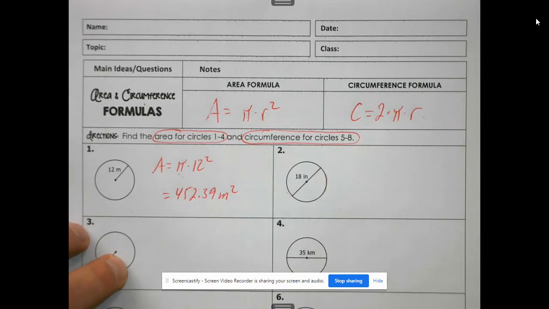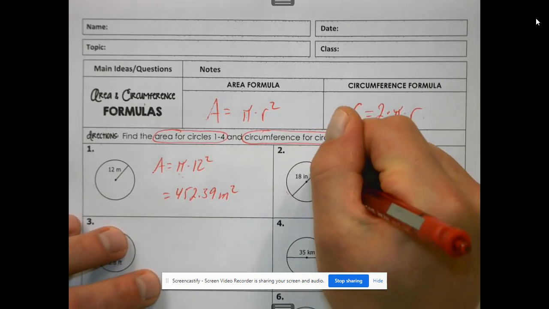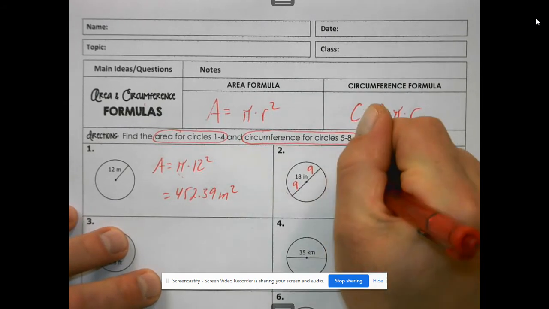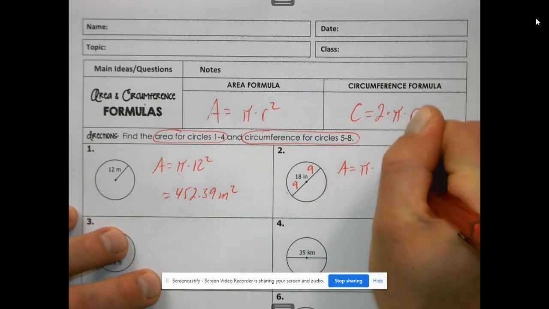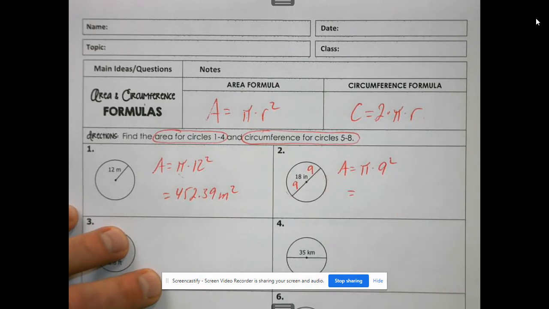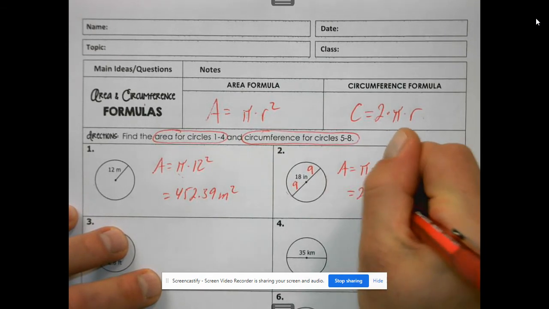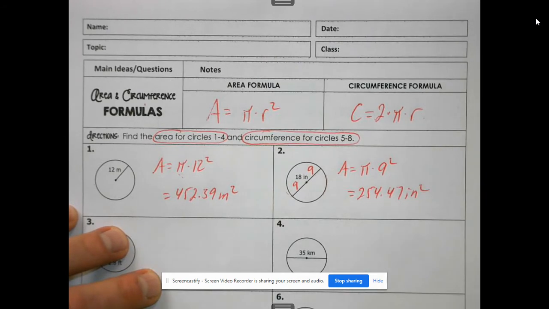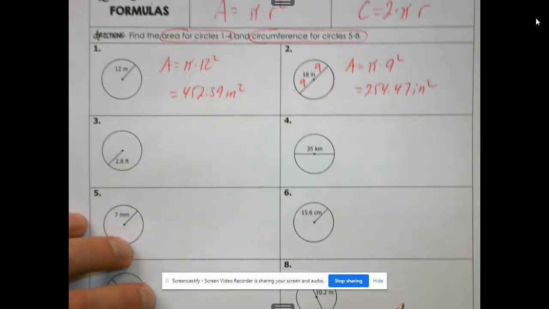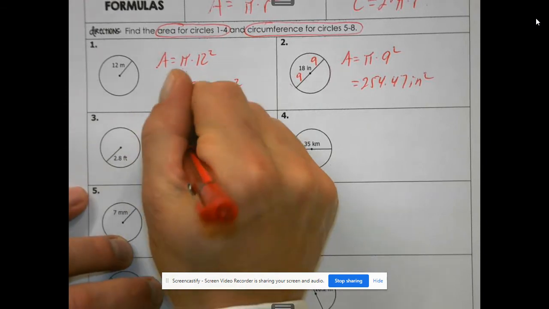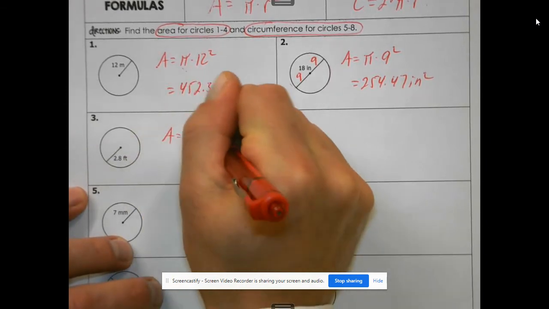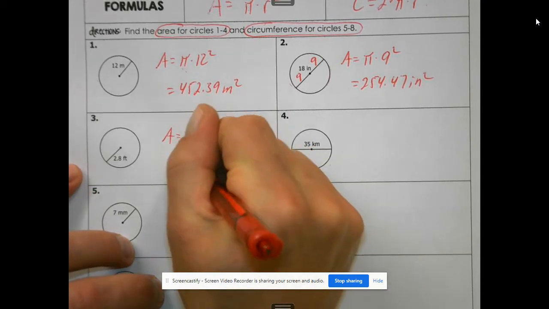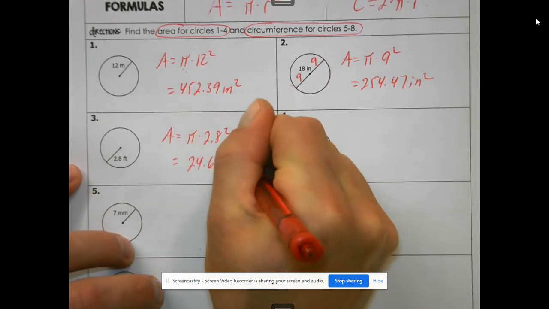Number 2, if the diameter is 18, we know the radius has to be 9, right? So area equals pi times 9 squared. That comes out to be 254.47 square inches. Number 3, area, pi times 2.8 squared, 24.63 square feet.